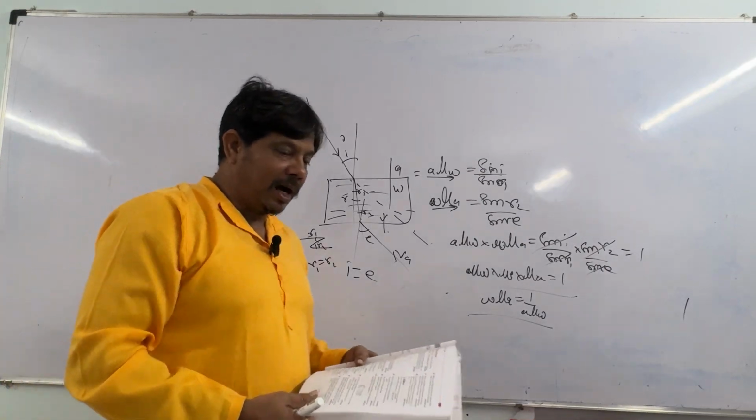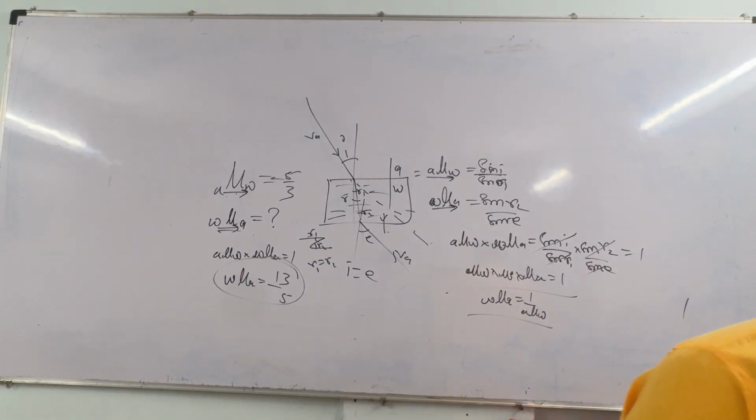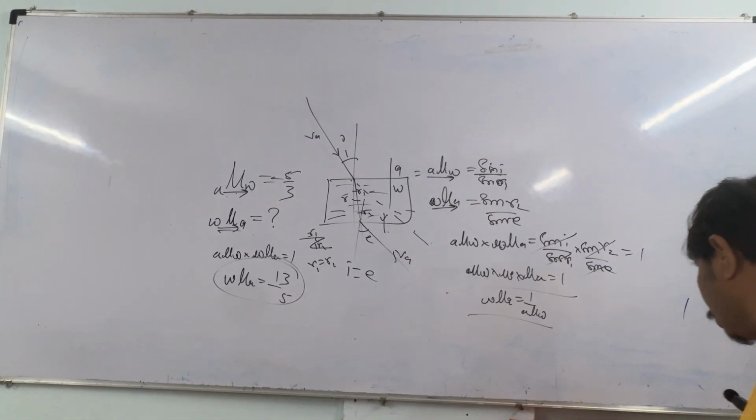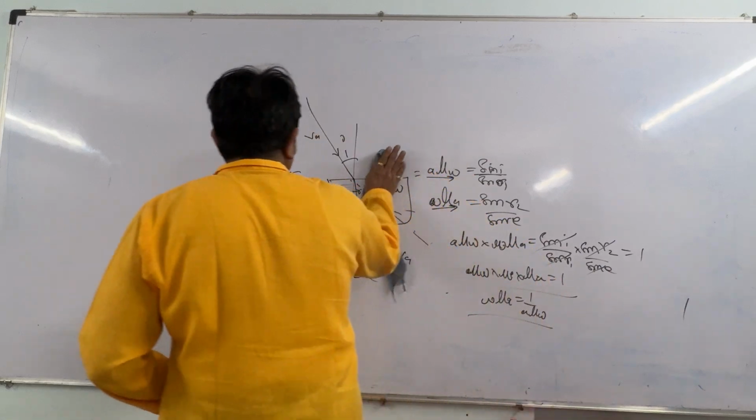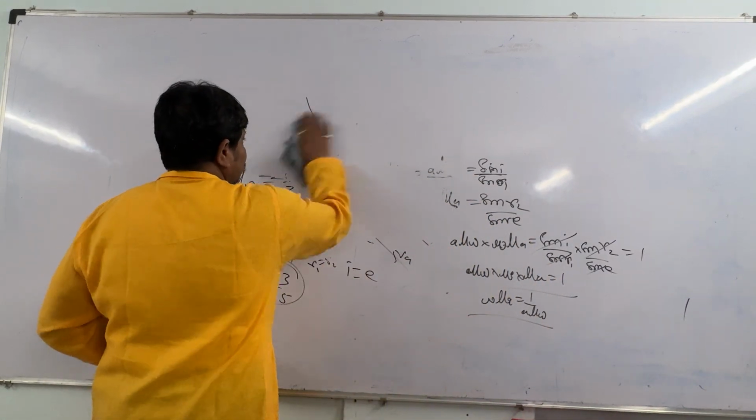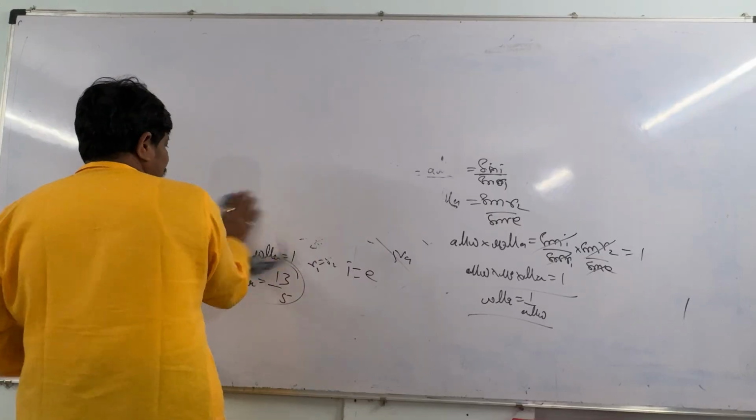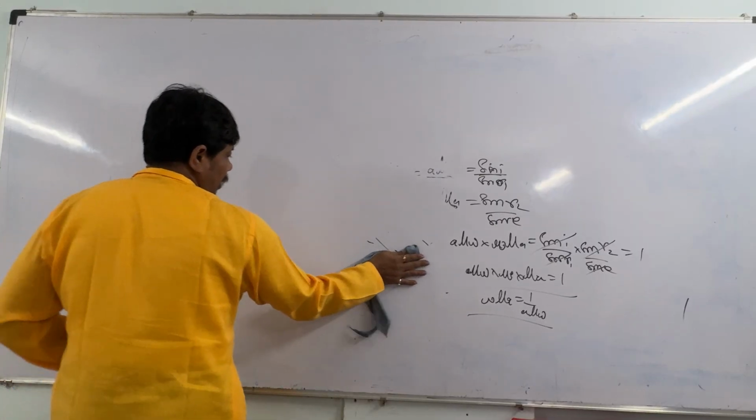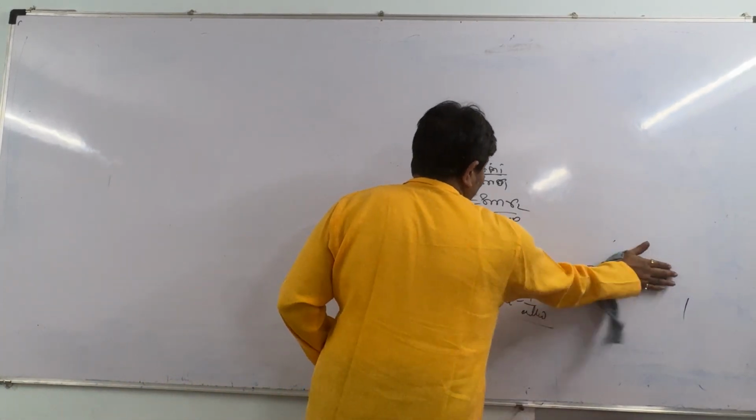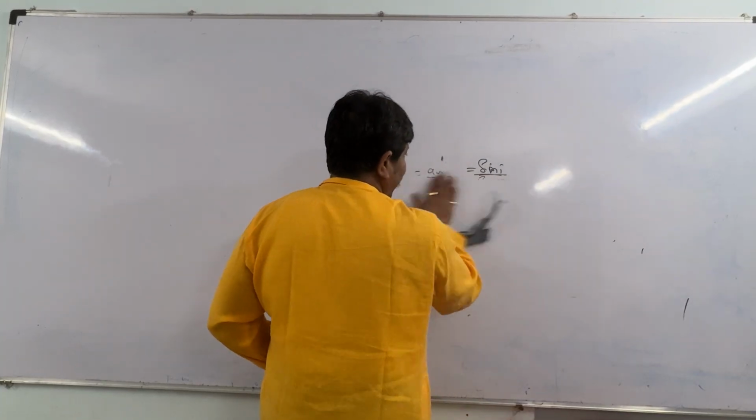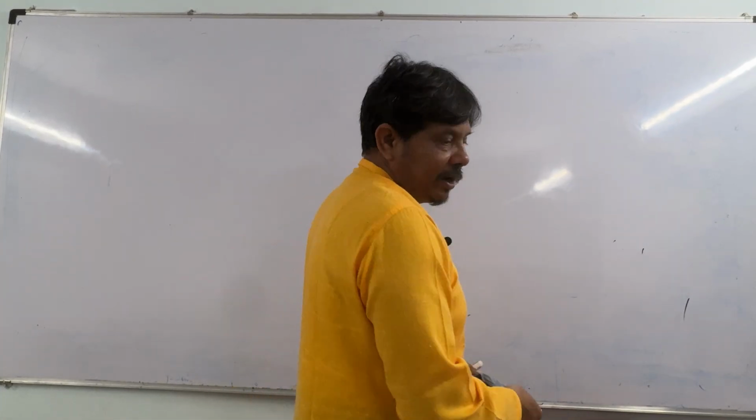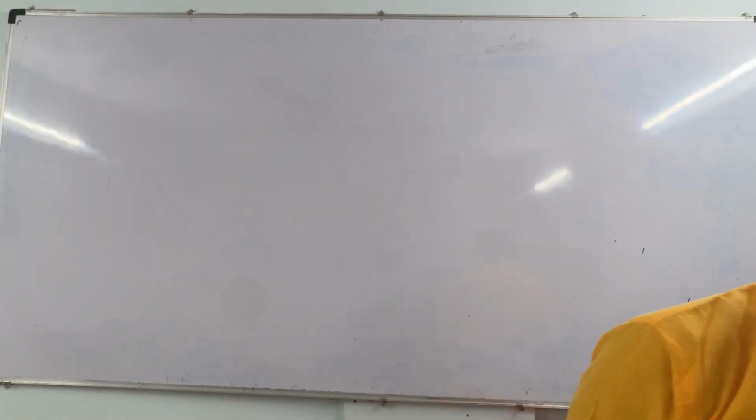Now they have asked the question: why is the ratio of velocity of light of wavelengths 4,000 angstrom and 8,000 angstrom in air 1:1? This is the question they have asked. Now we will solve this question. If the light is in air, the velocity is the same. When it enters a medium, its velocity changes and the wavelength changes.